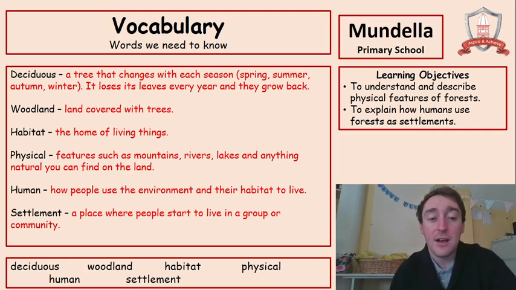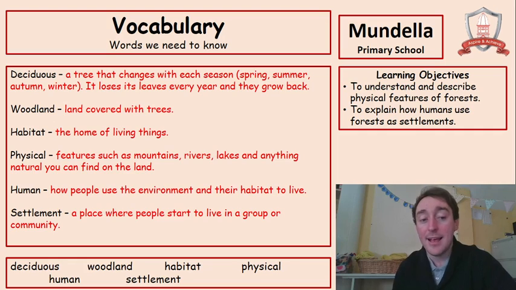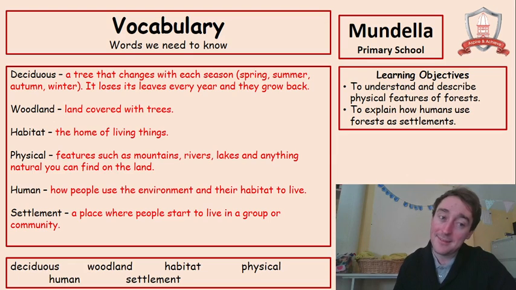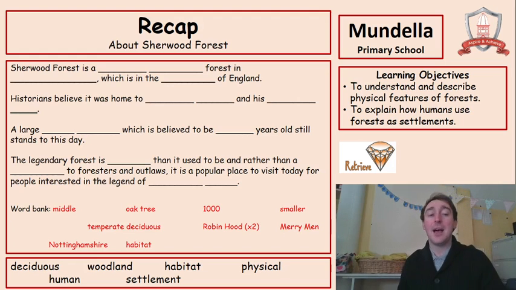Okay, woodland. Woodland is land covered with trees, like a forest. Habitat, that's where something lives, home of living things. Physical, these are features such as mountains, rivers, lakes, and anything natural you can find on the land. Human geography is how people use the environment and their habitat to live. And settlement is a place where people start to live in a group or community. Excellent. You can always come back to it if you can't remember, but that's great. Let's move on.